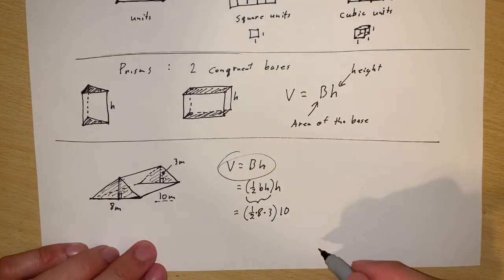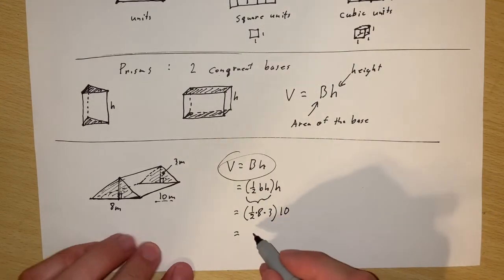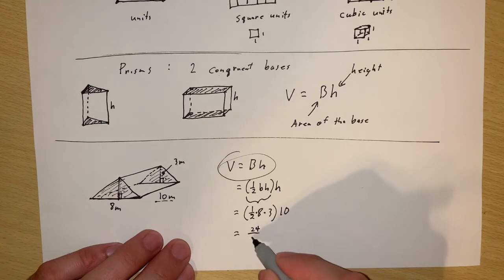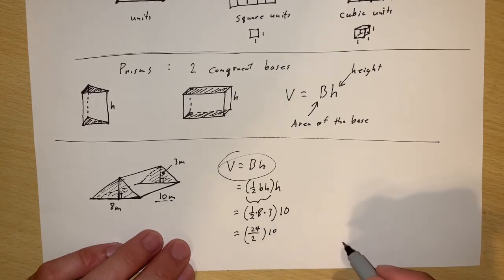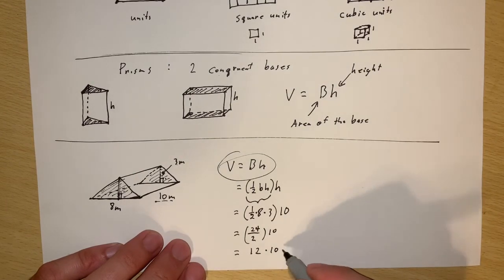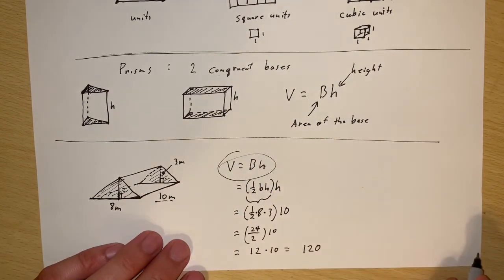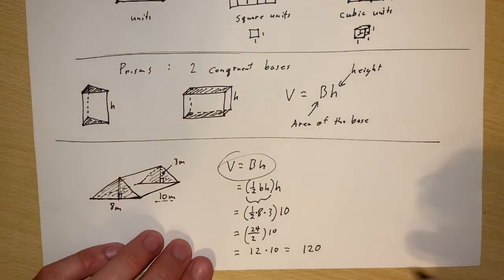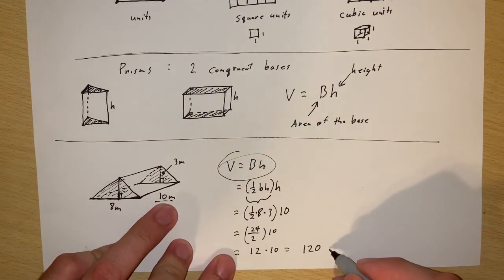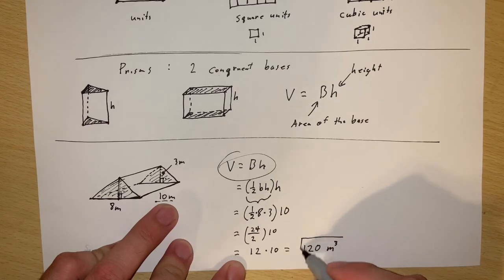All right, now we just calculate. This ends up being 8 times 3 is 24 over 2. 2 goes into 24 12 times 10, 120. Now volume, remember, is cubic units. So in this case, we're talking about meters. So my volume is going to be in cubic meters. So we're going to write M with a cube right there. Cubic meters.